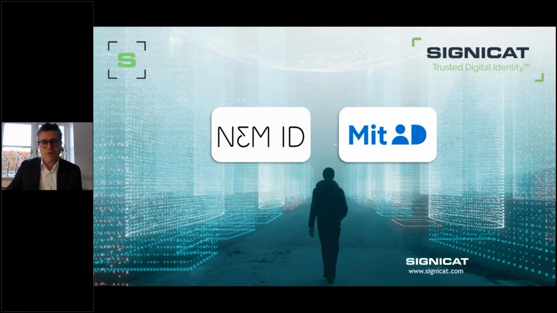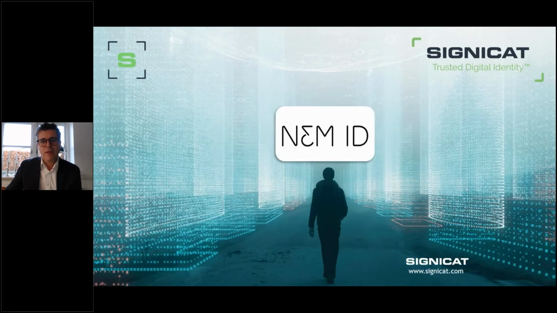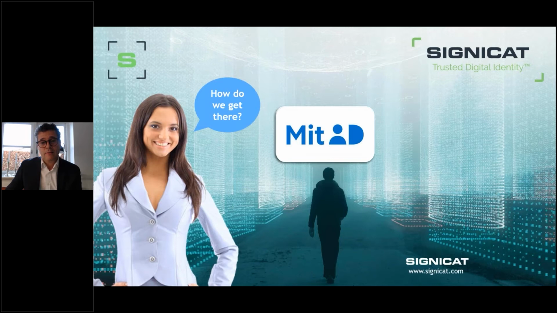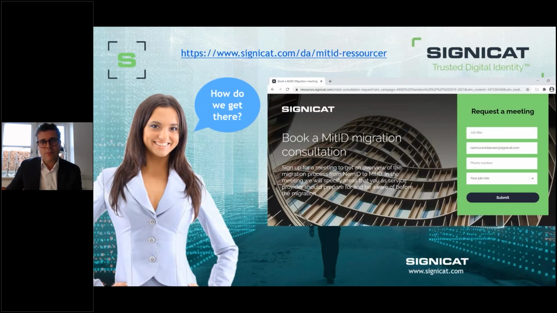Two very important items in this year, 2021, are MitID and the migration from NemID to MitID. So how do we get there? You can start by booking a meeting with us, and the easiest way is to use the link on top of this screen, or you can call us, and we will be happy to arrange a meeting so we can tell you everything you need to do to be ready for the MitID migration and the go live in May this year.